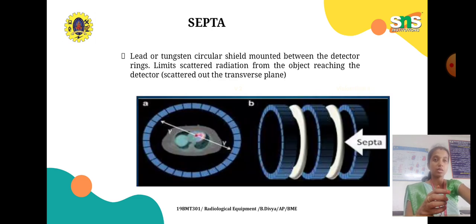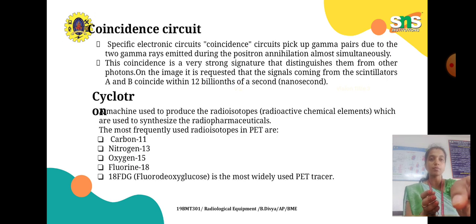Next is septa. A lead or tungsten circular shield is mounted between the detector rings. Lead or tungsten circular shields mounted between the detectors limit scattered radiation from the object reaching the detector, scattered out of the transverse plane. This septa is used for limiting the scattered radiation. By using septa, we can control the scattering of rays in other places.